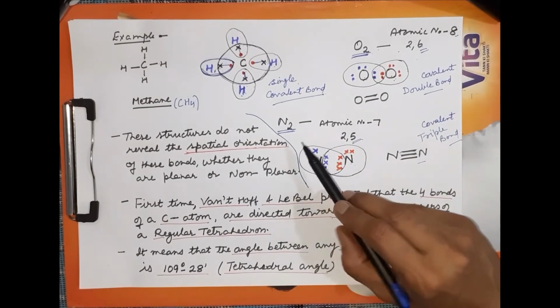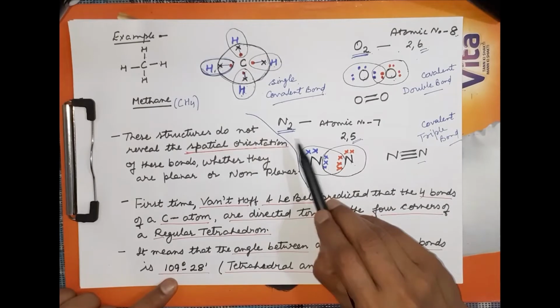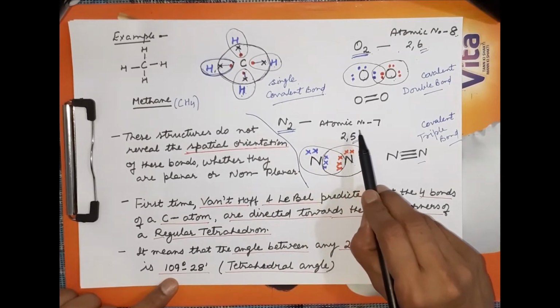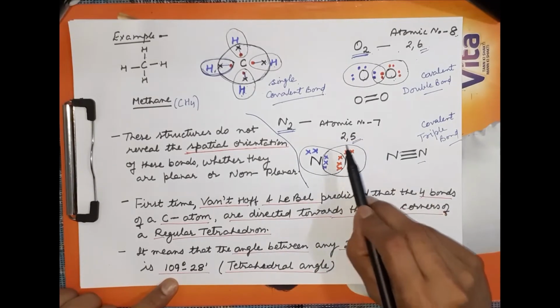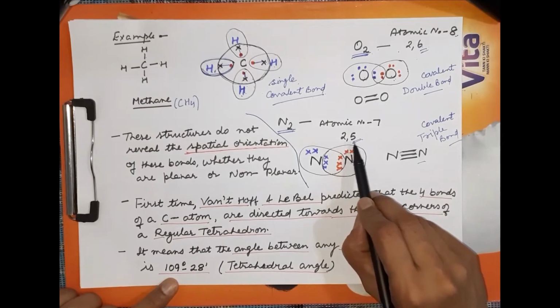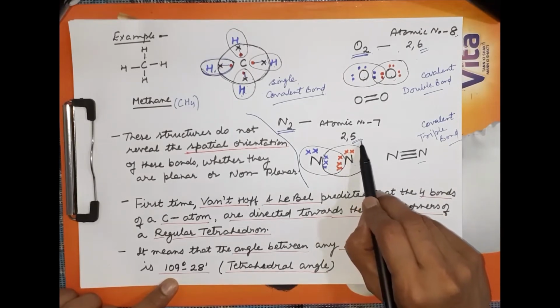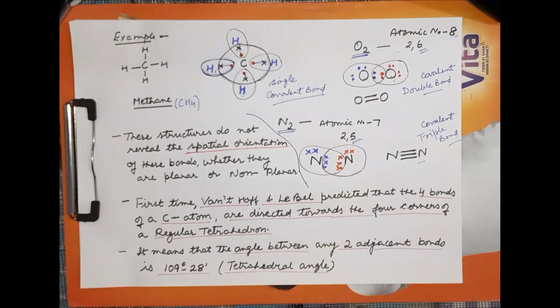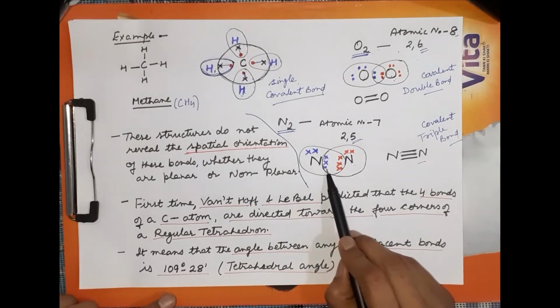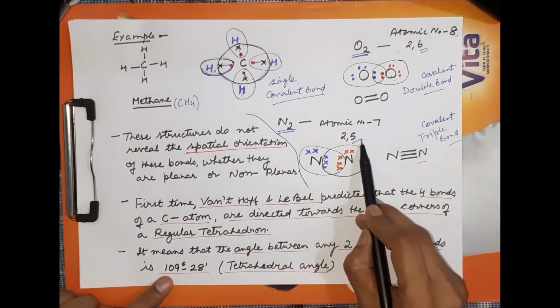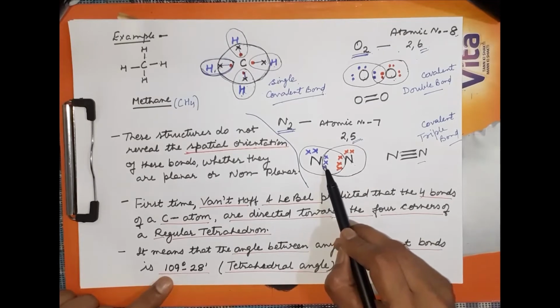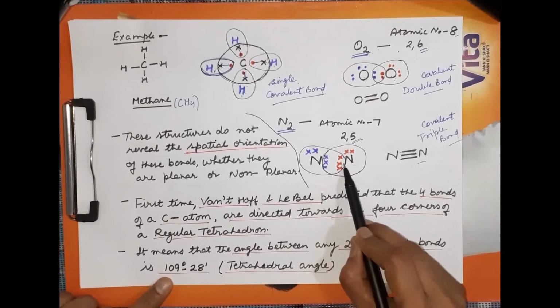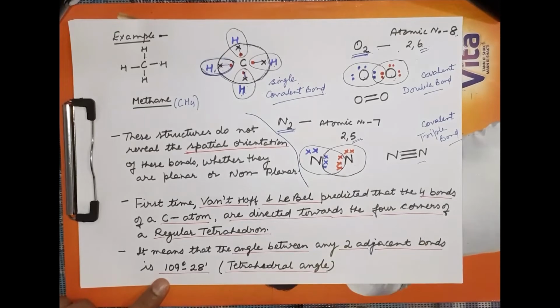So now we can see nitrogen, N2, and the atomic number of nitrogen is 7. Electronic configuration is 2, 5. In the outermost shell, it has 5 electrons. So here I have shown these outermost shell 5 electrons: 1, 2, 3, 4, 5. Same here for this nitrogen atom.